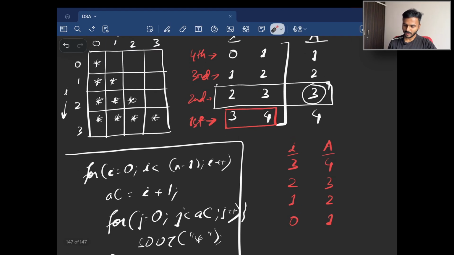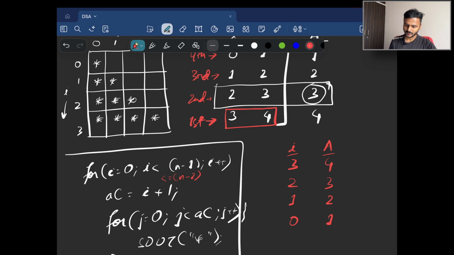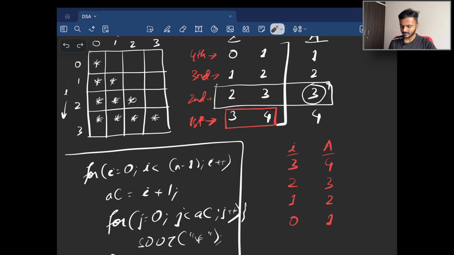So instead of starting from 0 and going all the way up to 3, we would start from 3 and go all the way down to 0, right? So all that we will have to do is change all these 3, right? To do that, over here we discussed 2 conditions. One condition is I less than n minus 1, and the other condition would have been I less than or equal to n minus 2. And if we use n minus 2, we will get 3, right?